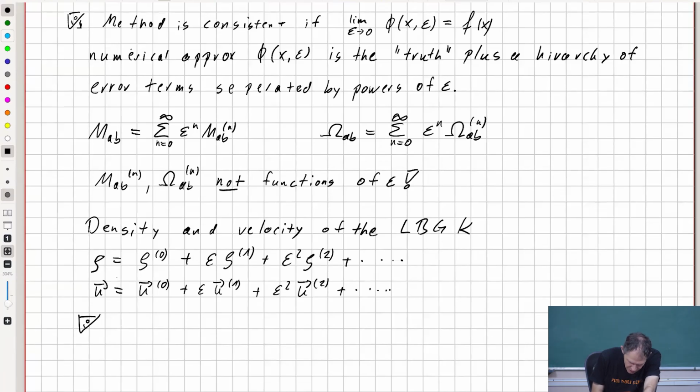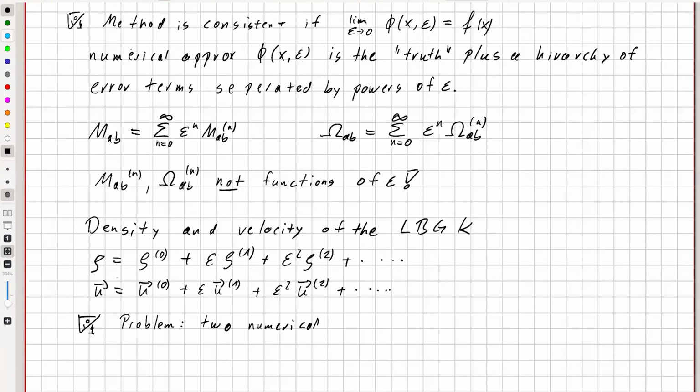Now we have to deal with one problem that I've just mentioned. We have two numerically small parameters. Now, this small parameter, basically error is cost, right? Error is a cost.